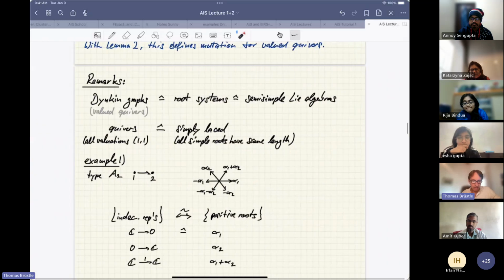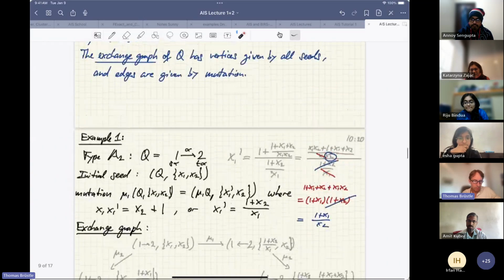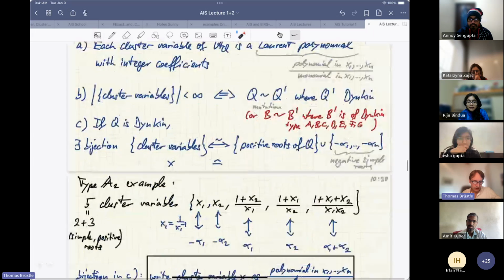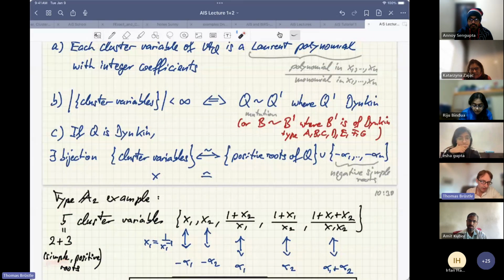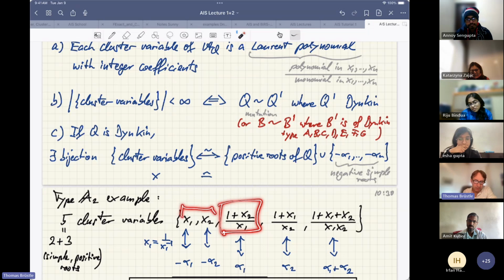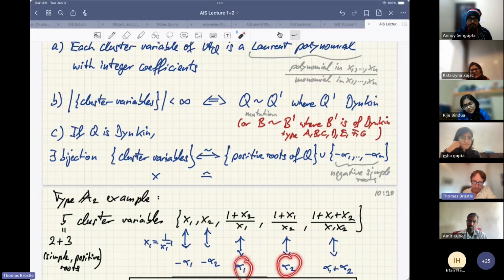Good. So we are in type A2. We have 5 cluster variables, 2 simple and 3 more, and the 3 more correspond to the positive roots. So the first cluster variable, which is not one of the 2 initials, is this one, the second is this one, the third is this one. Now, how can I relate them to the positive roots, alpha 1, alpha 2, and alpha 1 plus alpha 2? You look in the denominator. The denominator has 1 copy of the first initial variable. I would like to relate this to alpha 1.